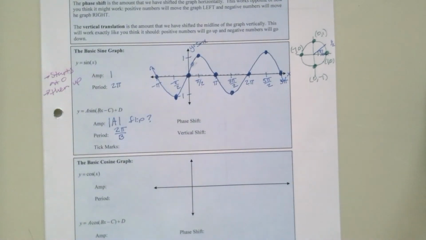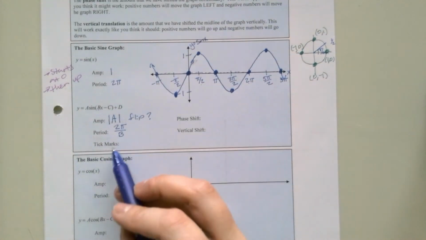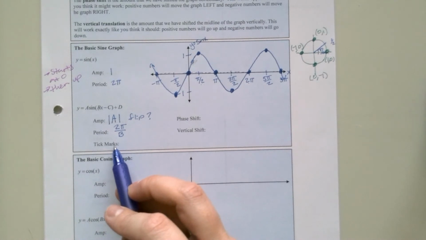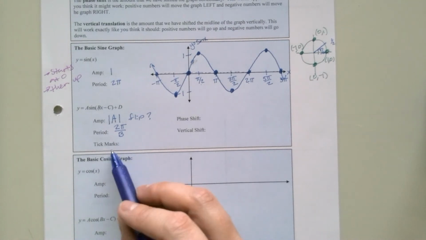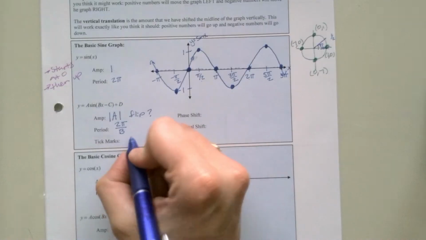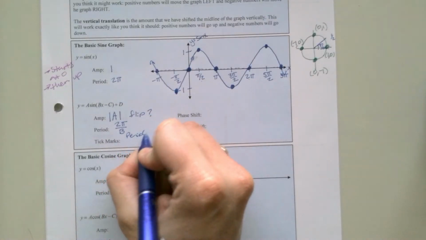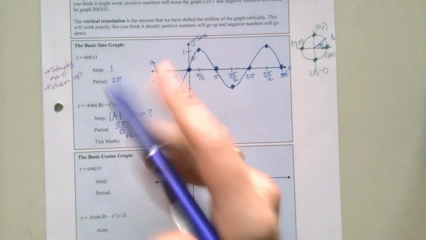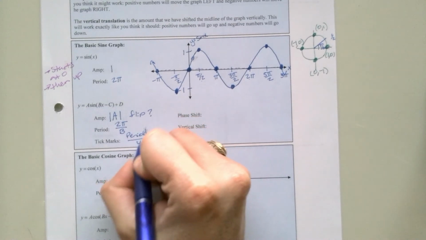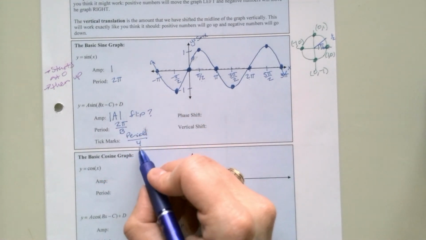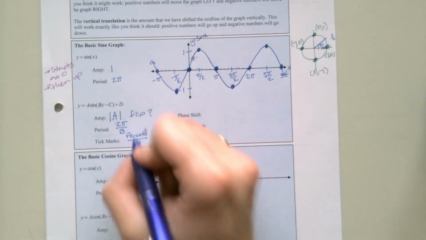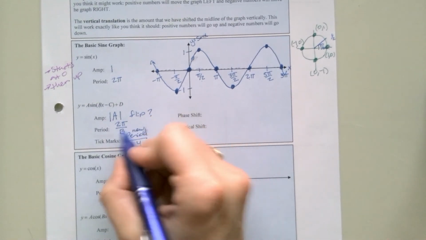Now I always do this thing called tick marks because I want to label my tick marks. And that's how I get my graph. Different teachers do different things. So my tick marks are the period over 4. I'm always going to divide it into quarters. So whatever this new period is, maybe I need to put new period over 4.